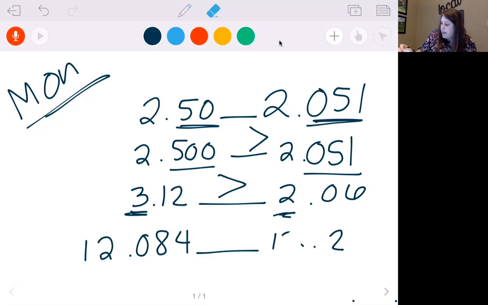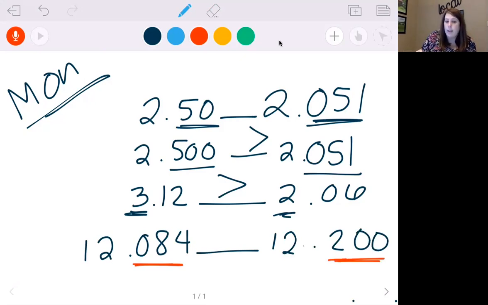If I wanted to make it easier, what I do is I look here. 84 thousandths, so it's 3 places after the decimal. Over here, I only have 1 after the decimal. So I can add those 2 zeros, remember equivalent decimals. Then I'm looking at 84 versus 200. So that's how I know that 12 and 84 thousandths is less than 12 and 2/10. 12 and 84 thousandths is smaller than 12 and 2/10. So the best way to do it is to make each side have the same amount of places after the decimal.